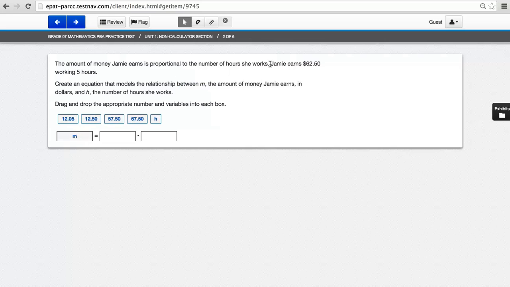How do we find out how much money she is earning per hour? Well, it gives us information here. Jamie earns $62.50 working 5 hours. I'm going to highlight that in yellow. If you do $62.50 divided by 5, you end up getting $12.50. So it can't be 12.05. We're going to use $12.50. She's going to make $12.50 per hour, and so the variable h is going to represent per hour, and this is going to be the equation. The amount of money she makes is based upon her earning $12.50 per the number of hours that she works.